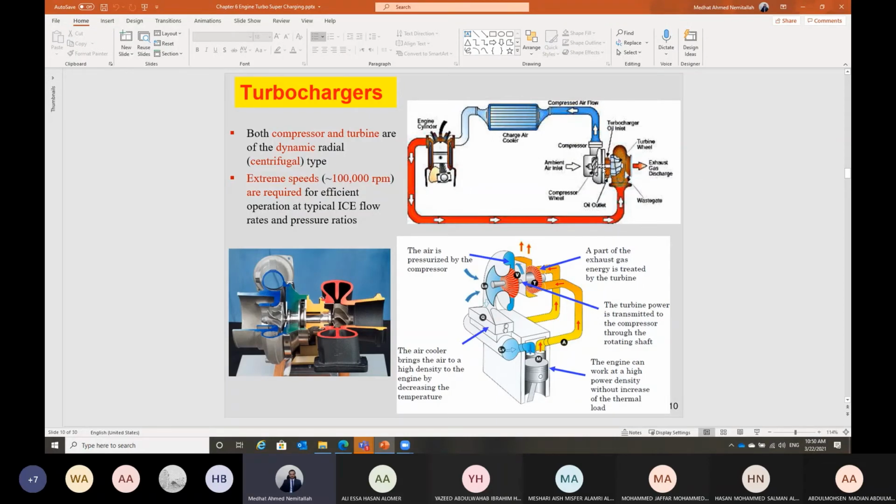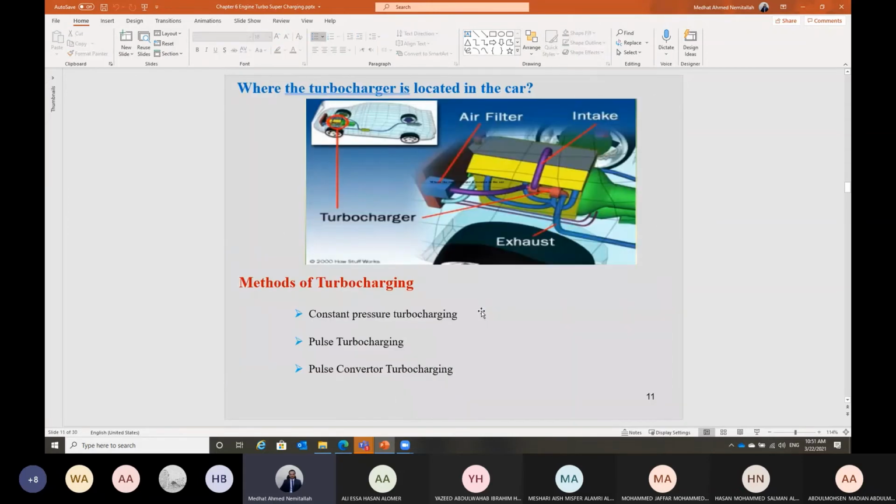So this shaft can spin at very high RPM. It can approach 100,000 RPM. The turbocharger can be highly effective at higher RPM. When we have enough exhaust gases, this can drive the turbine, and it can generate high power for the compressor to provide more air to the engine, and then it can increase the power of the engine.